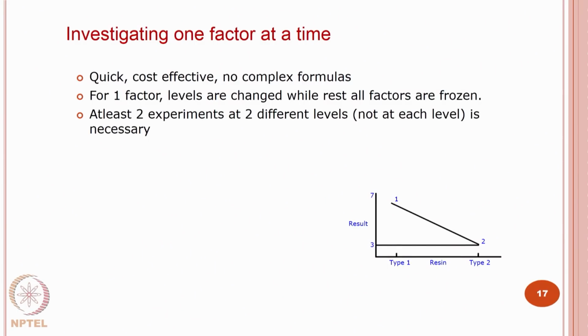So, what he just pointed out and we just discussed right now is investigating one factor at a time. We fixed one factor and then we are seeing the effects. Okay. It is quick, there are no complex formulas, you just need to conduct the experiments. For one factor, the levels are changed while the other factors are frozen, correct.